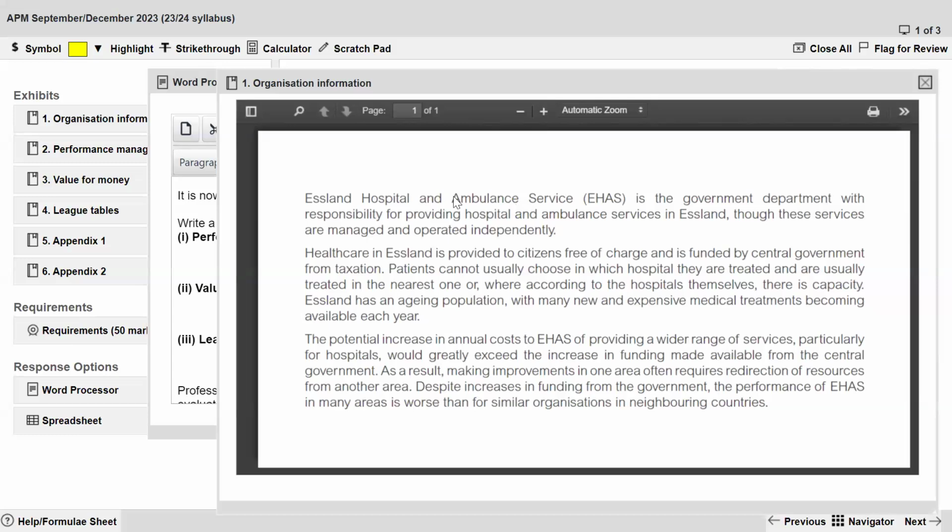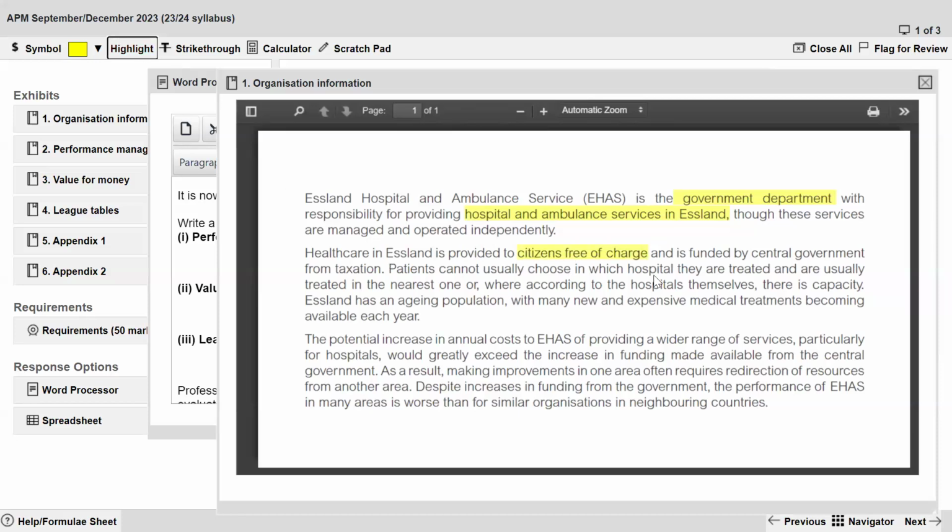Okay, now it says Ashland Hospitals and Ambulance Services is the government department with a responsibility. What is it? It's a government department with a responsibility for providing hospital and ambulance services in Ashland. Though these services are managed and operated independently, healthcare in Ashland is provided to citizens free of charge. So basically the healthcare is provided to citizens free of charge and is funded by central government from the taxation.